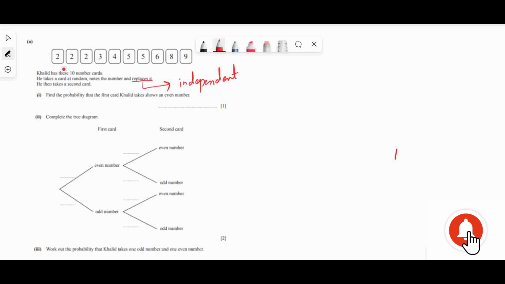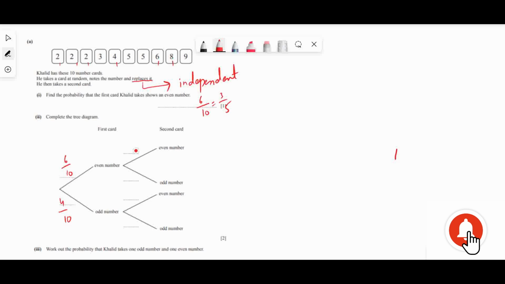Let's count the total even numbers: 1, 2, 3, 4, 5 and 6. These are the even numbers, so this will be 6 by 10, and if we simplify it, this will be 3 by 5. Now complete the diagram. So even numbers are 6 by 10 and odd numbers will definitely be 4 by 10.